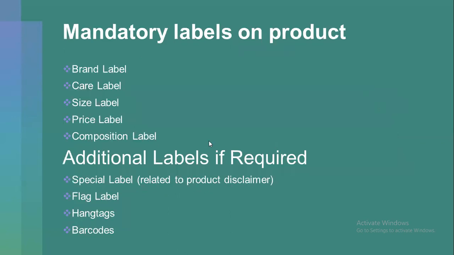So, mandatory labels on product: brand label, care label, size label, price label, and composition label. These are all the main mandatory labels on the product. Apart from this, additional labels such as special labels related to product disclaimers, flag labels, that is nothing but brand logo on sleeve or bottom hem, hang tags, supporting hang tags for brand or any style, and barcodes if required. So these are the additional labels on the products.